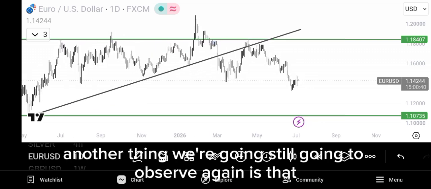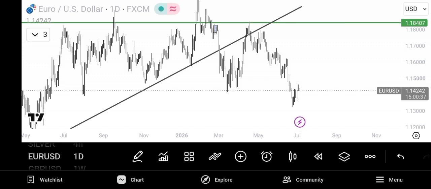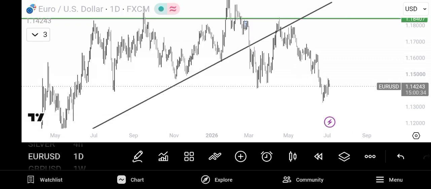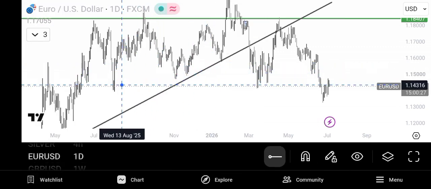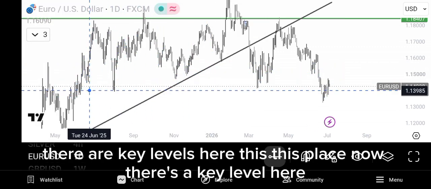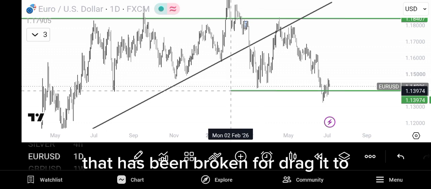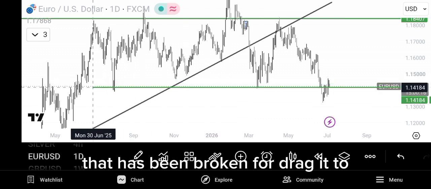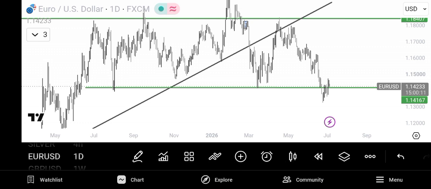Another thing we're still going to observe is that in this place there are key levels here. There's a key level here that has been broken. If we drag it to the key level here that has been broken on the daily time frame.